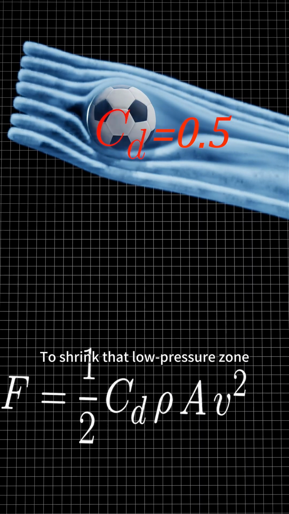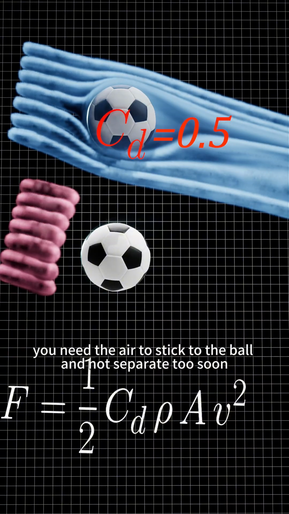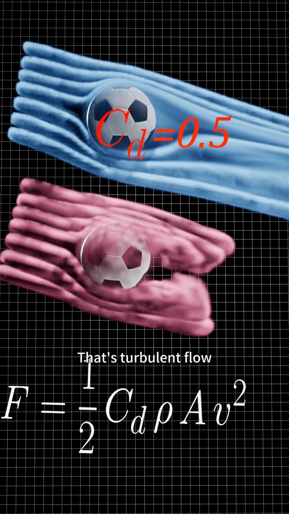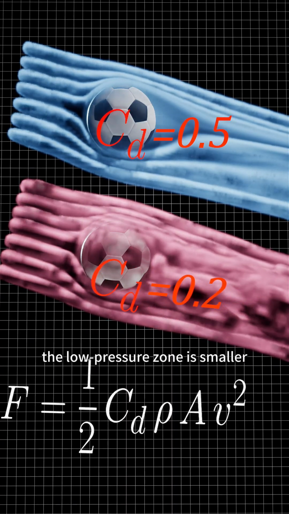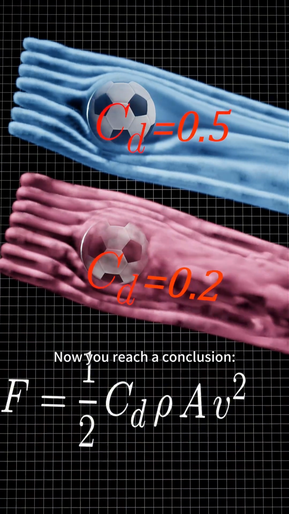To shrink that low-pressure zone, you need the air to stick to the ball and not separate too soon. Then the low-pressure zone and the parachute get smaller. That's turbulent flow. With turbulent flow, the low-pressure zone is smaller and the drag coefficient drops to about 0.2. Now you reach a conclusion.